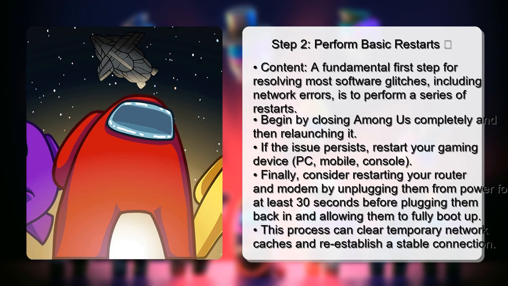Step two, perform basic restarts. A fundamental first step for resolving most software glitches, including network errors, is to perform a series of restarts. Begin by closing Among Us completely and then relaunching it. If the issue persists, restart your gaming device, mobile, or console. Finally, consider restarting your router and modem by unplugging them from power for at least 2 seconds before plugging them back in and allowing them to fully boot up. This process can clear temporary network caches and re-establish a stable connection.